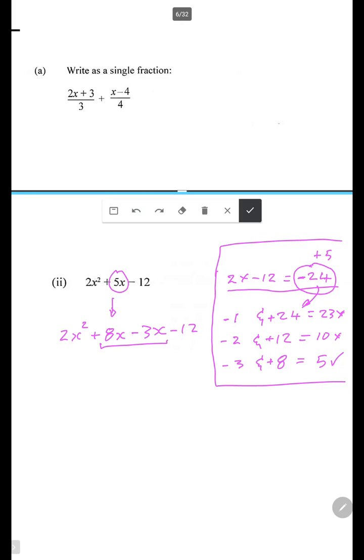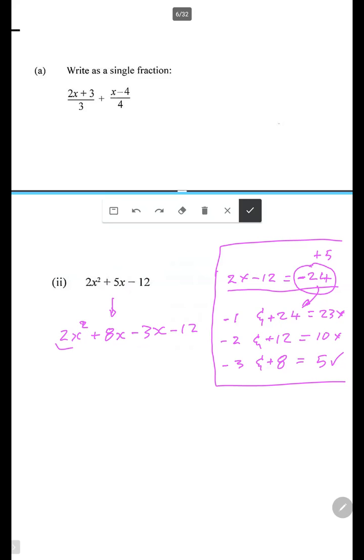So 8x minus 3x is plus 5x, and you have to pay attention also to the sign. So it's really plus 5x you want, not just the 5x. So plus 8x minus 3x gives you a plus 5x, so that is fine. Always do that check. All right, and then now you're going to factorize by parts.